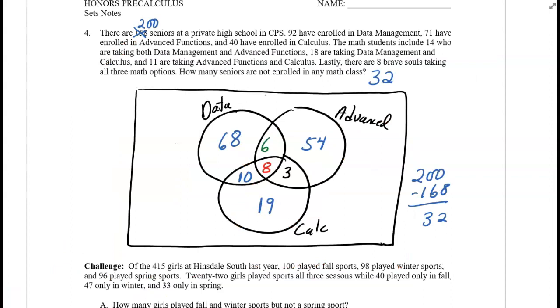Okay, so with the correction of 200 seniors, this is the solution that I came up with. If you disagree that there are 32 people that are not taking any of the classes, I have the work off to the side, 200 minus 168. So there are 32 people not enrolled in any math class. Please let me know. And if you try the challenge at the end, please ask me and I will tell you if you are correct.